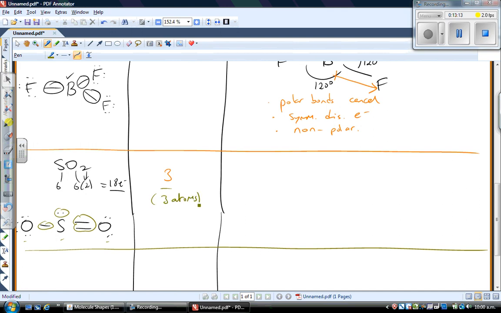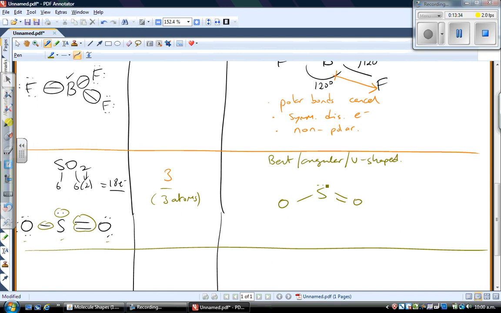So you need to memorize these shapes essentially. 3 electron clouds plus 3 atoms gives you a bent shape. It's also known as angular, and it's also referred to as V-shaped. So the shape is bent. Instead of being linear like CO2, it's bent.